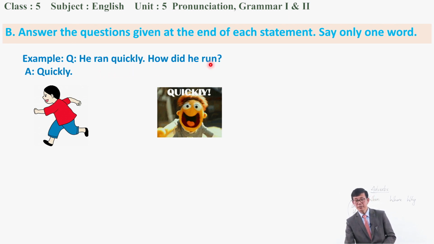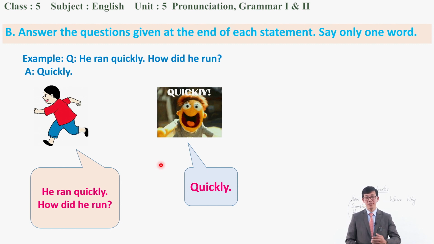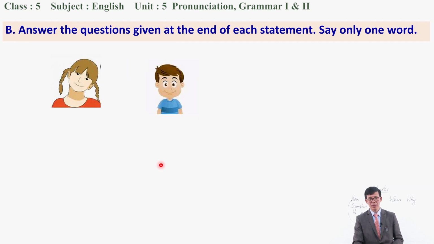So, he ran quickly. How did he run? Quickly. Yes, this is the way. He ran quickly. How did he run? And what is his answer? Very good. Quickly. Right? So this is an example, all right? Now, in the same way, you have to try to ask a question and answer using the last word of the statement, okay?